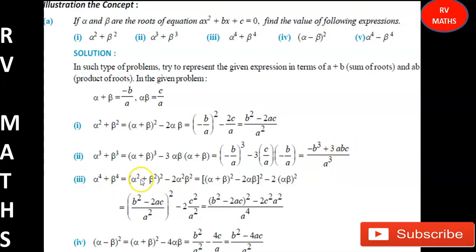Again, alpha power 4 plus beta power 4 can be written like this. How can you write it in this way? Let us take it up.